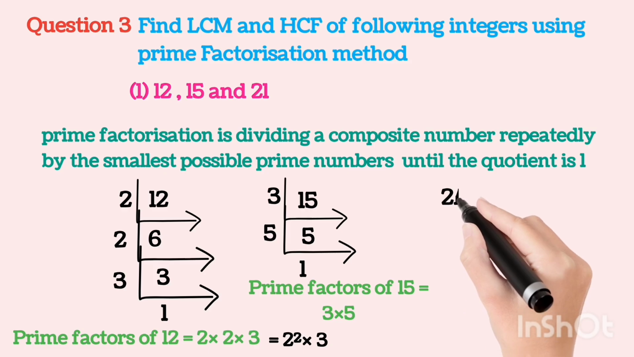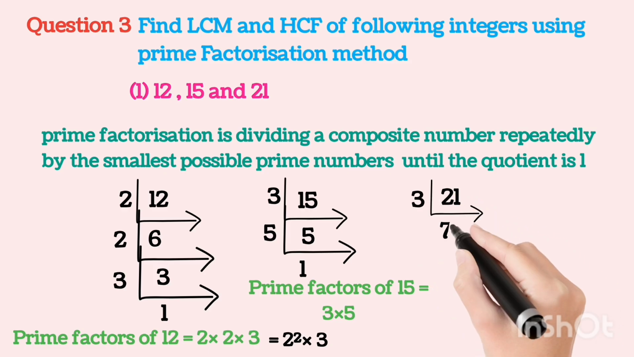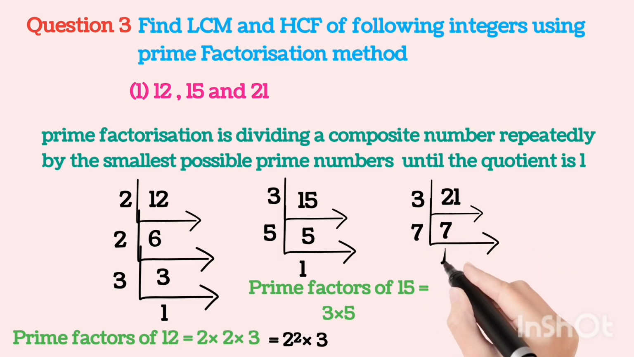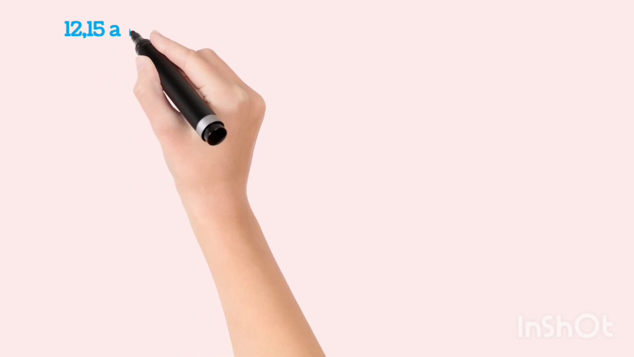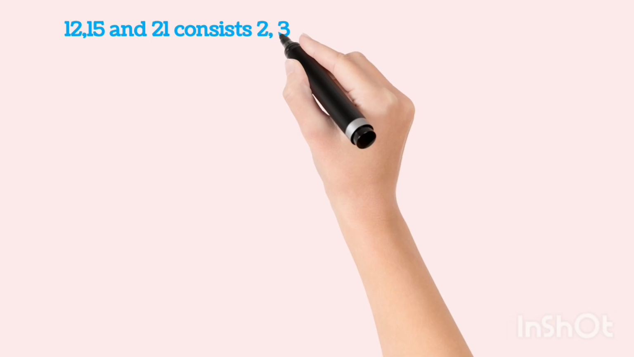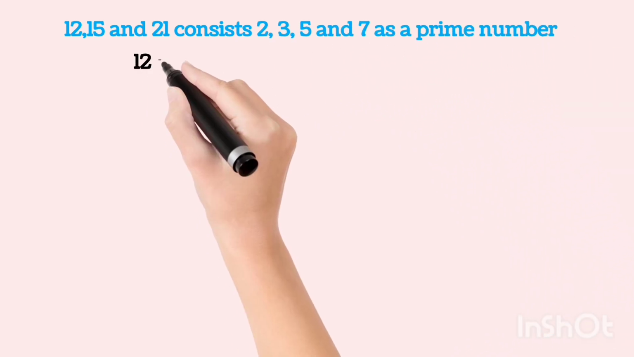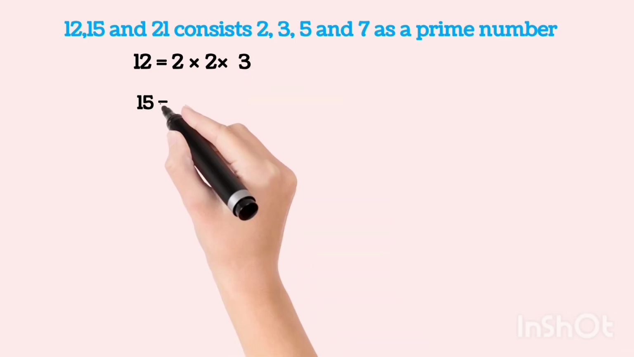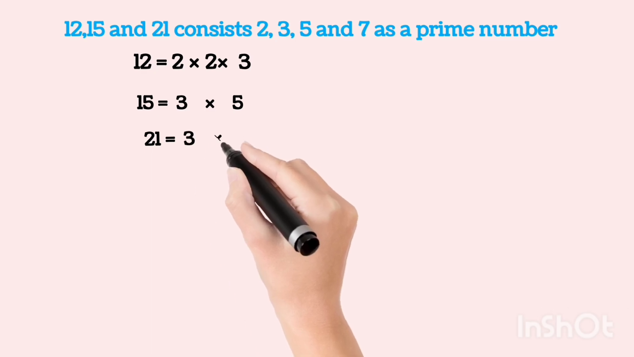Next, 21 is divided by the smallest prime number 3. The quotient will be 7, which will be divided by the smallest prime number 7, and the quotient will be 1. Prime factors of 21 equal 3 into 7. Now 12, 15 and 21 consist of 2, 3, 5, 7 as prime numbers. Prime factors of 12 can be written as 2 into 2 into 3, 15 is equal to 3 into 5, 21 is equal to 3 into 7.